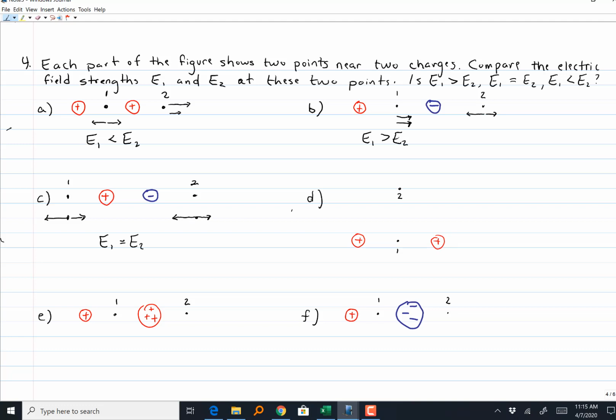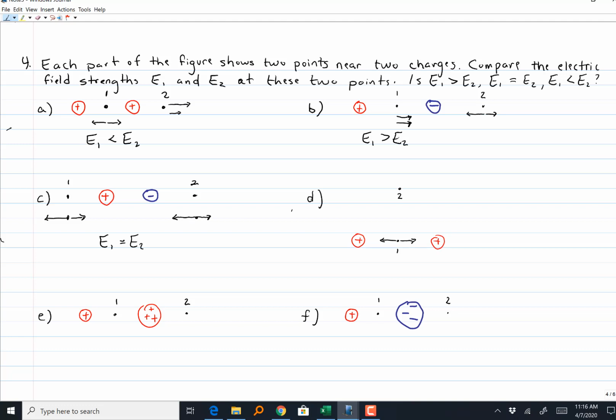All right, for D at point 1, this is actually going to be the same situation as we saw with point 1 in part A. Each charge is going to create an electric field that's pointing away from it, but it's equidistant and the same amount of charge, so I'd actually expect these two vectors to cancel out.